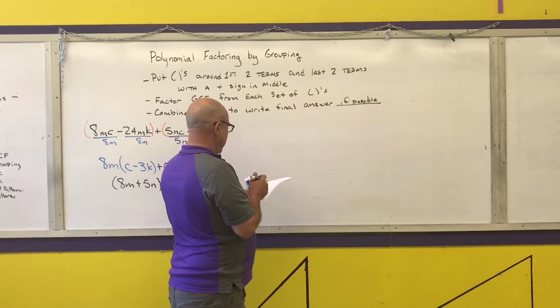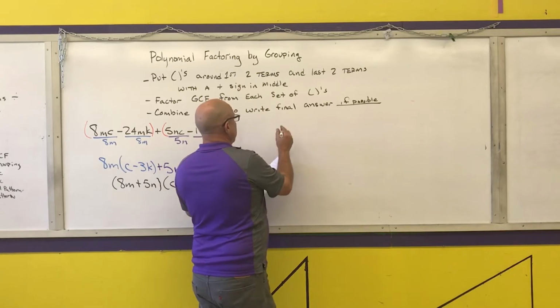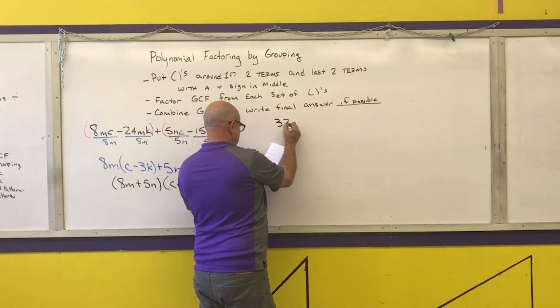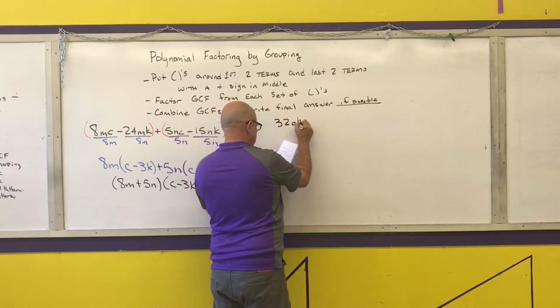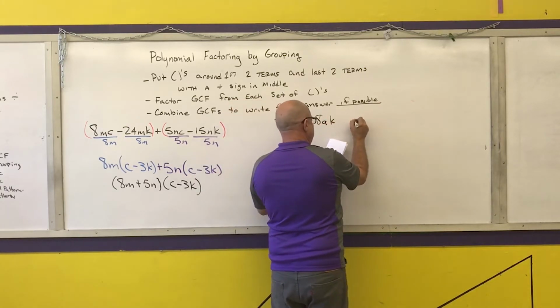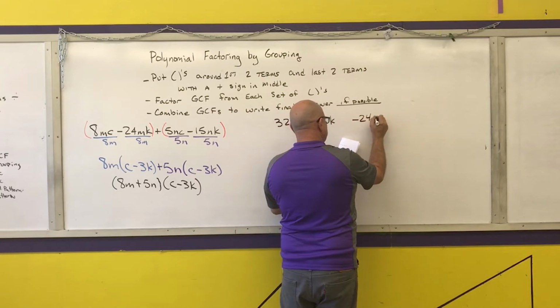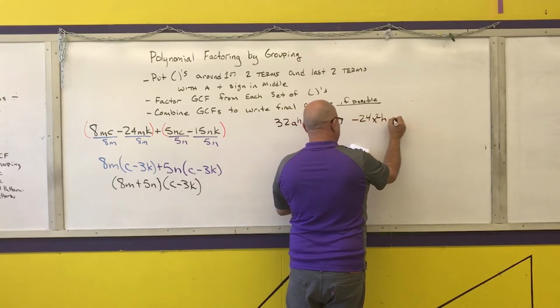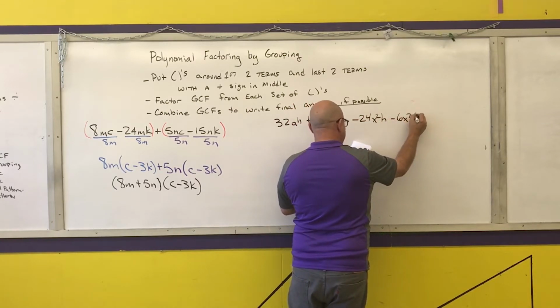And let's do this last one. 32ah plus 8ak minus 24x squared h minus 6x squared k.